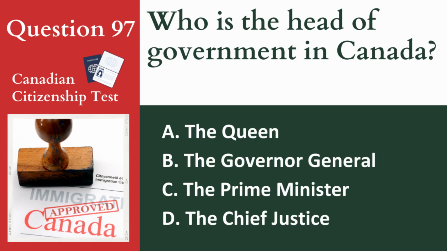Question 97. Who is the head of government in Canada? A. The Queen. B. The Governor-General. C. The Prime Minister. D. The Chief Justice. Answer. C. The Prime Minister. The Prime Minister is the head of government in Canada.